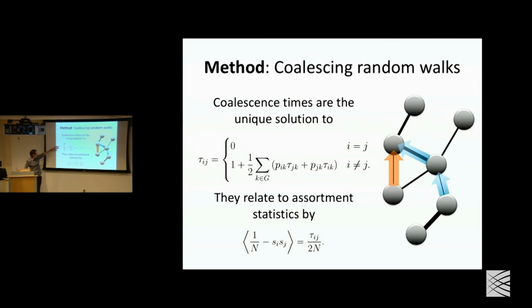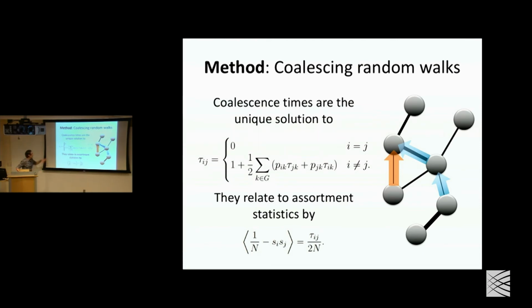So the coalescence times satisfy this fairly straightforward system of equations. It says that if you start at the same vertex, the expected coalescence time is 0. If you start at different vertices, then we have a recurrence relation where you spend time 1, and then one of the two of them takes a step. If i steps to k, then your coalescence time is now tau jk. And if j steps to k, then your coalescence time is now tau ik. So this is just a straightforward recurrence relation.